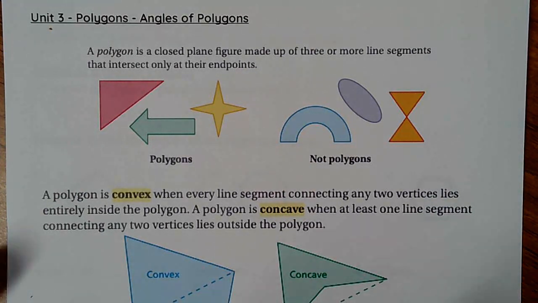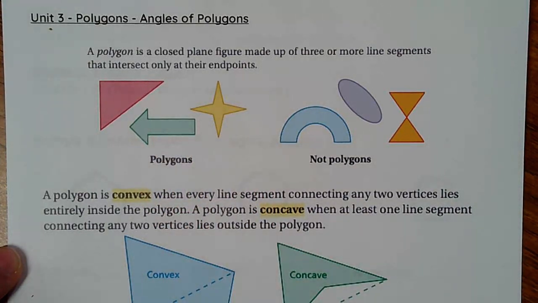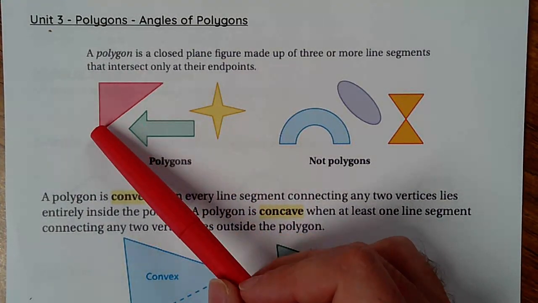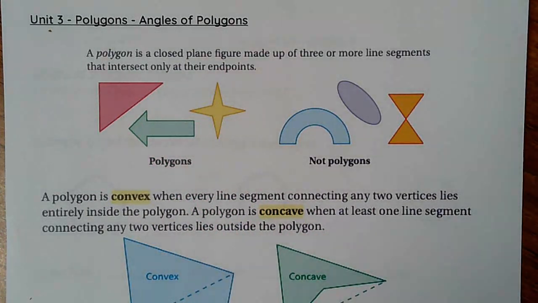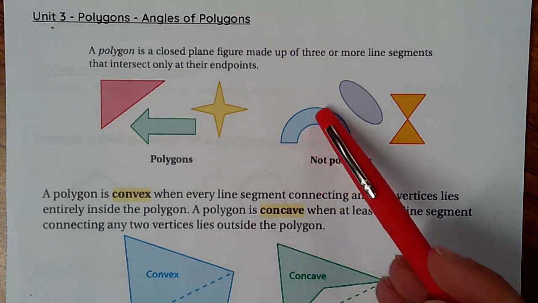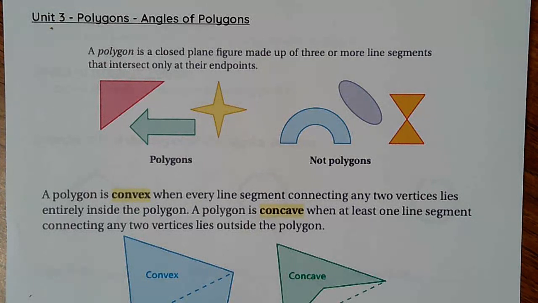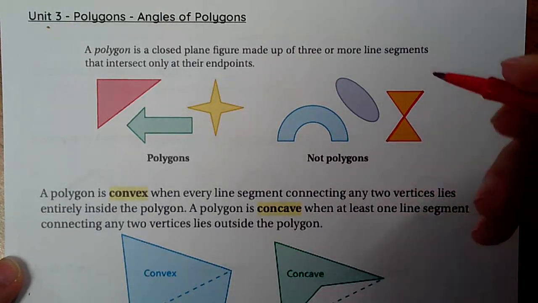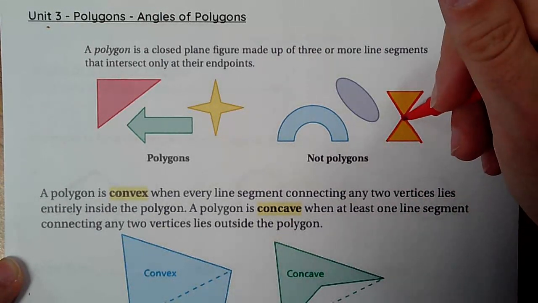So let's look at our shapes here. These are three examples of polygons. Line segments meeting at their endpoints. No curves, no intersections. If I look at my non-polygons, here the blue one is not a polygon because of that curve. The purple one, same thing, it has a curve, so it's not made of just line segments.